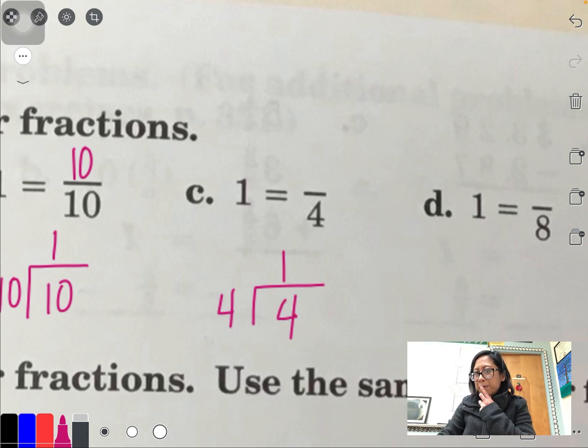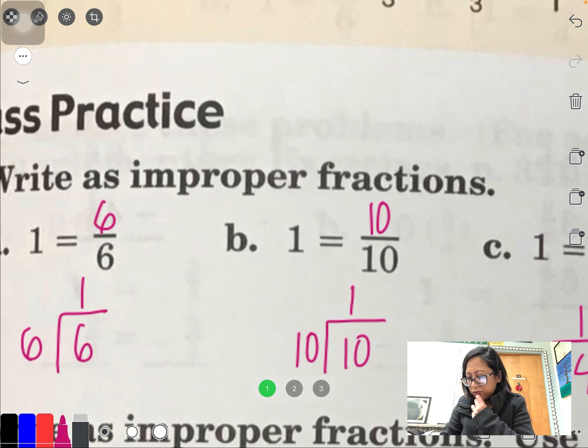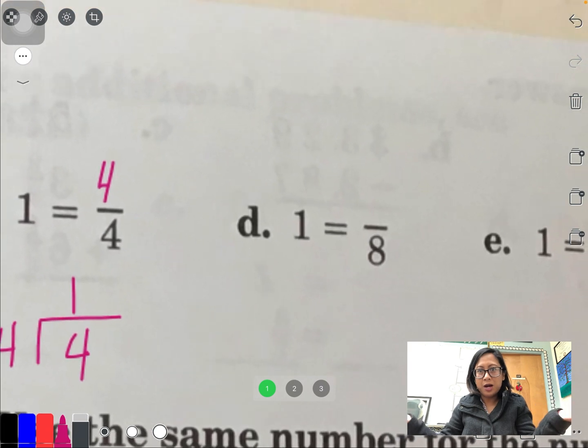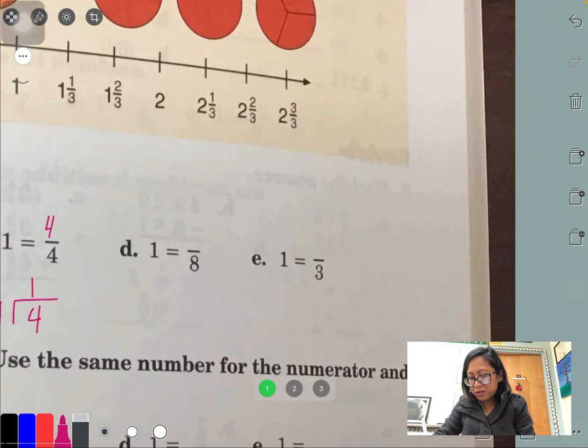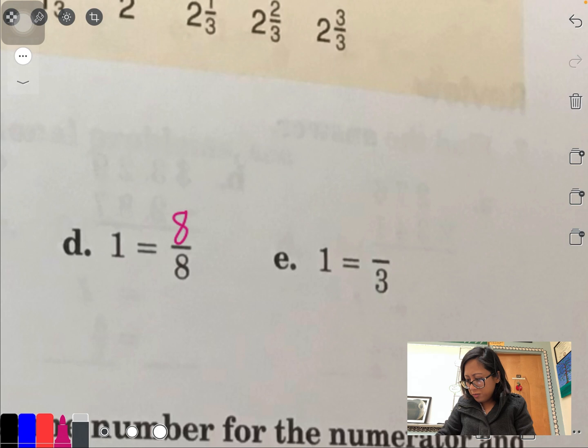Do you see a pattern now? Do you see the pattern? Look. 6 over 6. 10 over 10. 4 over 4. It's the same number. I'm just putting the same number on top. So that means D would be, if the denominator is 8 and my answer is already 1, D would be 8. Here, if my answer is 1 and my denominator is 3, my numerator would be 3. There you go. I hope you saw that pattern.